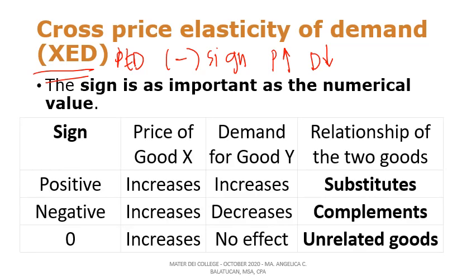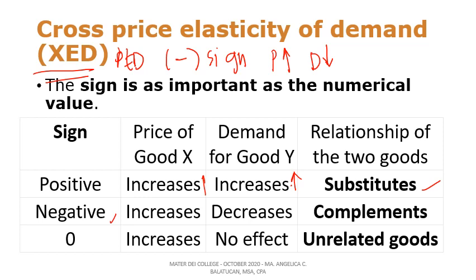If the sign is positive, it means that when the price of good X increases, the demand for the other good increases. What happens here is when the price of good X increases, the demand of good X will decrease. As an effect, the customers will prefer to buy another good, which is good Y. That's why the demand for good Y will increase. If this is the scenario, therefore, good X and good Y are substitutes. Because once the price of good X increases, people will tend to look for another good and they found good Y, and hence they will buy more of good Y.